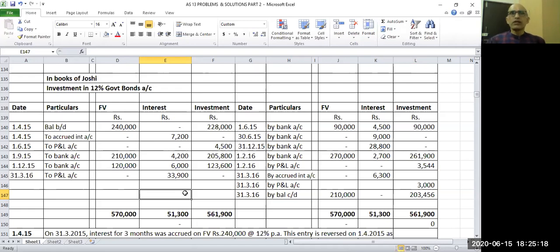So here we had a case where the year-end value of investment was less than the cost, and therefore we had to carry forward the investment at the market value, consider the loss of 3,000, and that loss is debited to profit and loss account. So this is how your final investment account will look on 31st of March 2016. With this, we are about to conclude this problem.